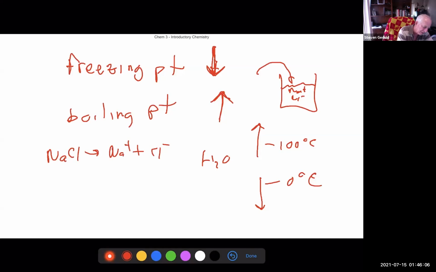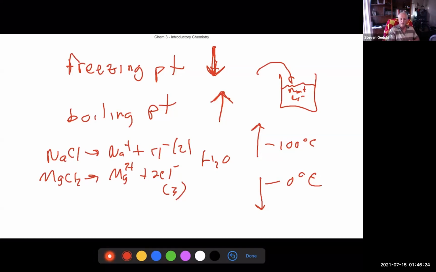If we had magnesium chloride, it breaks into one magnesium and two chlorines. This gives you a total of two ions in solution. This gives you a total of three because there's two chlorines and one magnesium. The one with the most ions is going to give you the higher boiling point elevation and the lower freezing point. It's going to bring it down. It's going to make a more profound effect. So you get a more profound effect depending on the number of ions released in the solution.